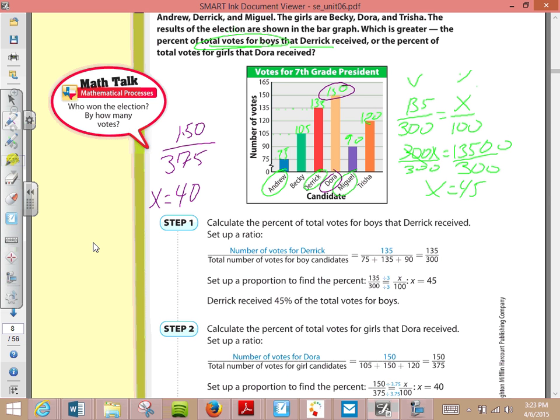Yeah, Derek had the most highest percentage, 45, which is really kind of crazy because he had less votes than Dora. But notice that Dora had a lot more voters than Derek did.